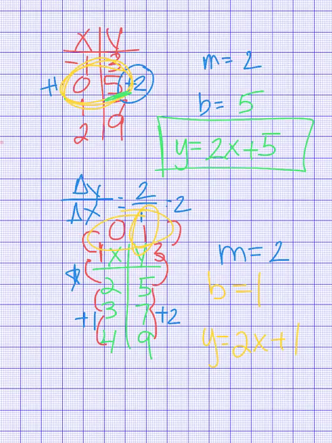Okay, let's do some harder examples. Let's do some where we don't have a table. Let's say we're given 2 points and we have to write an equation of a line. This gets a little bit harder. If we have 2 points, let's say we have the points (1, -1) and (3, -7).